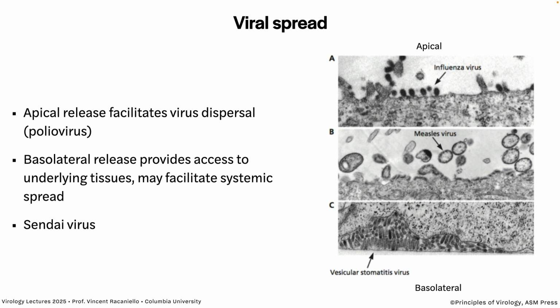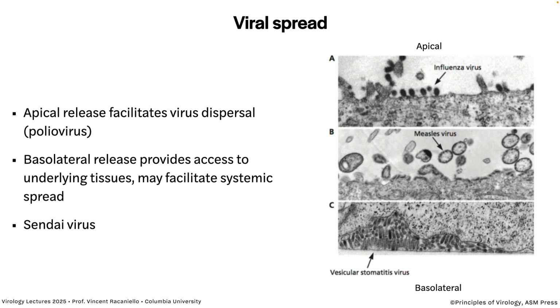And we see influenza viruses budding apically, measles viruses budding apically, right? They're spread by the respiratory secretions. But on the bottom, vesicular stomatitis virus is budding from the bottom of the cells, basolaterally. And that's a property of the virus. So I want to give you an example of a virus where this could be changed.